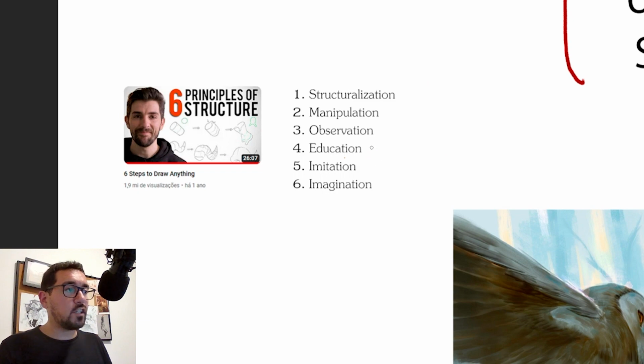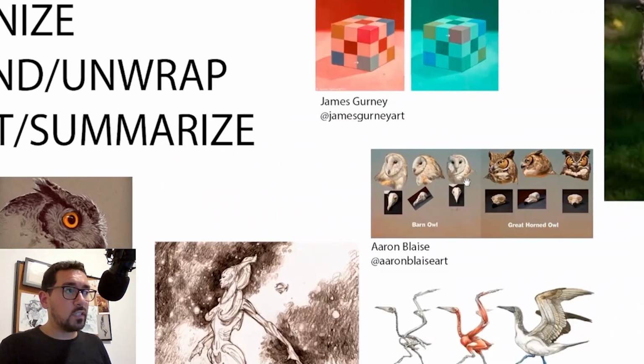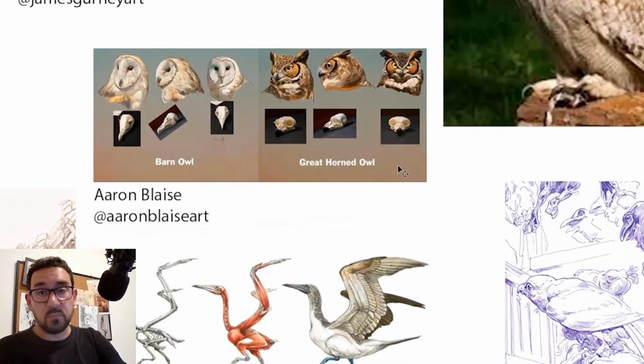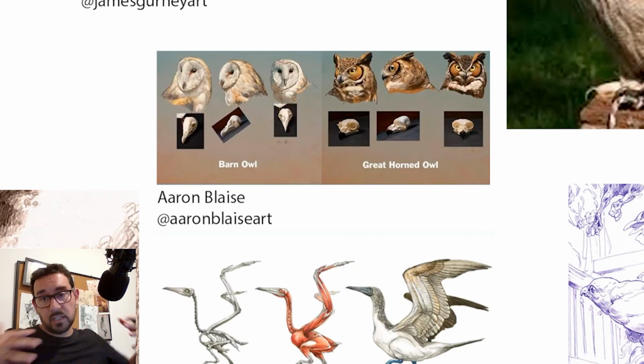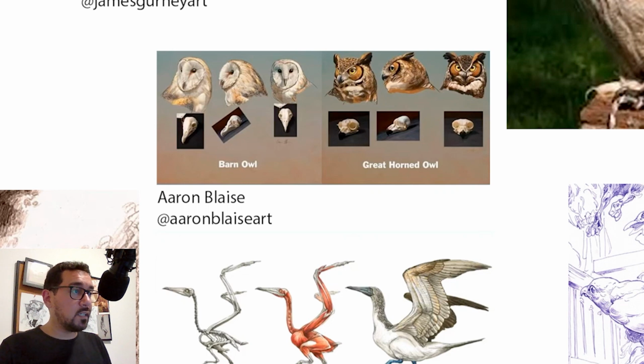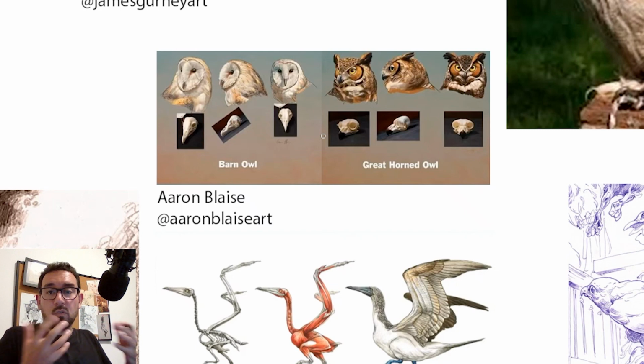The next one, rationalize, is going to be more about education, because you're going one more level into that and trying to understand what's beneath the surface. So anatomy, for example, in this great tutorial by Blaise, where he teaches us to draw birds of prey. He looks at a lot of different owls, how their skulls are placed inside the head, or the whole anatomy, like the beak having different correlation even in the skull. So it's very interesting to see and go deeper.